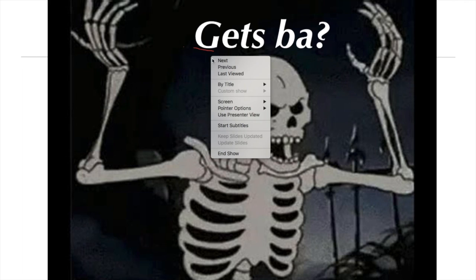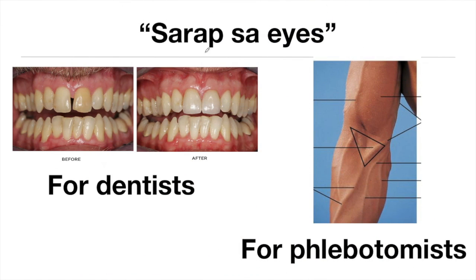And to lighten everyone up in this very unprecedented situation kasi nabagyo na, may COVID pa. So ito ang masarap sa eyes. For us dentist, masarap tingnan ang magandang ngipin. And for phlebotomist, ang masarap tingnan ay ito. Yan.